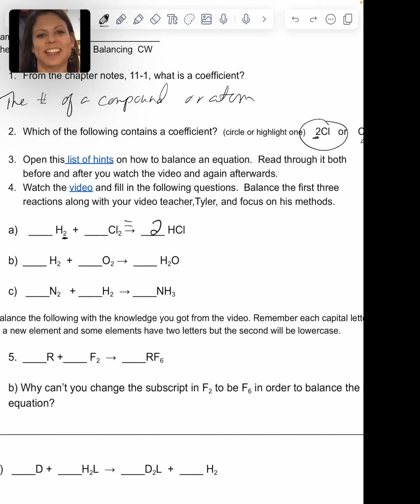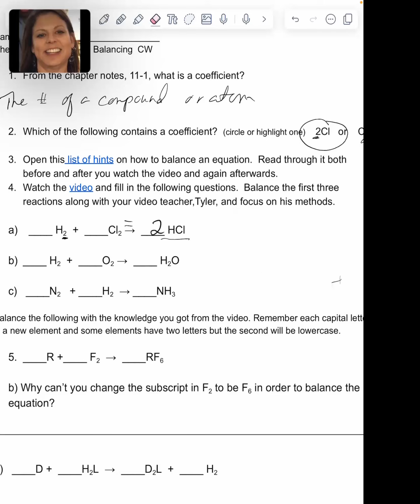I can add a 2 here though. That's the coefficient. That means there are 2 HCl's separate. If I had an H2Cl, that would mean I'd have a Cl that had 2 H's attached to it. And that's not what I have. I have 2 separate, not touching HCl's.